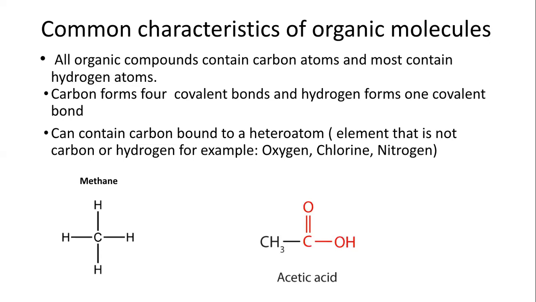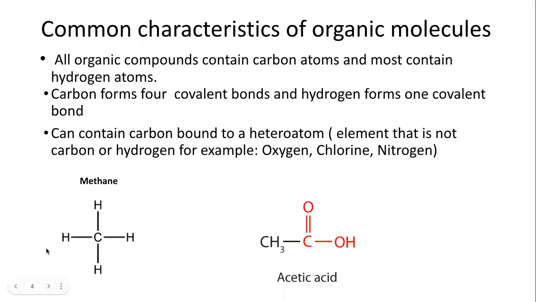And while these compounds contain carbon and hydrogen, they can also be bound to what is called a heteroatom. And this is an element that is not carbon or hydrogen. So, for example, oxygen, chlorine, and nitrogen can all be found in organic molecules as well. We call them heteroatoms because they're different than carbon and hydrogen.